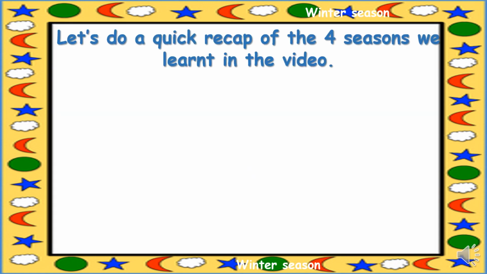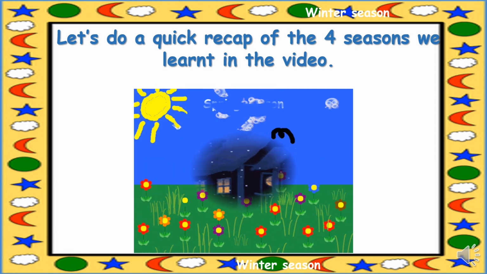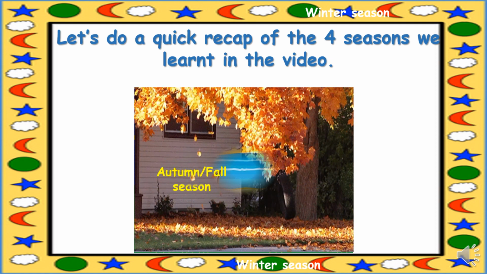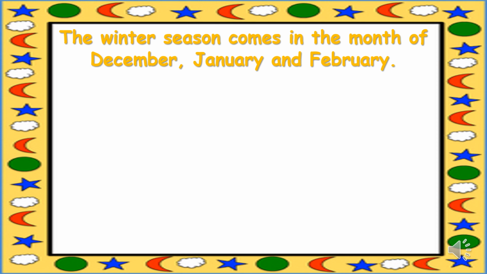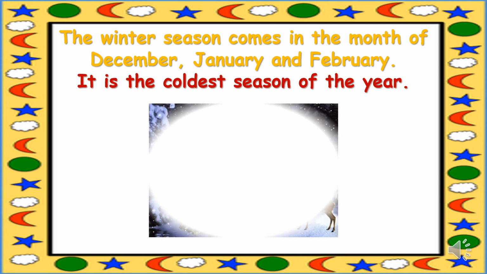Let's do a quick recap of the 4 seasons we learnt in the video. Winter season, spring season, summer season, and autumn or fall season. The winter season comes in the month of December, January, and February. It is the coldest season of the year.